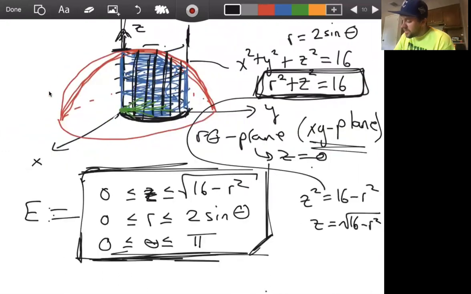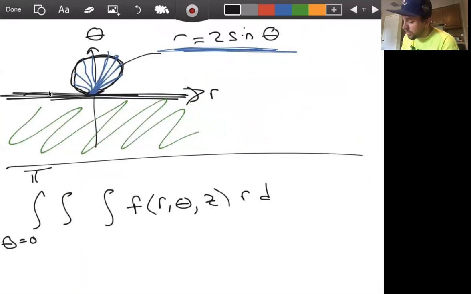And then z depends on r. The z bounds depend on r, which means I need to integrate z before I integrate r. And r bounds depend on theta, so that means I need to integrate r before theta. And so since theta's last, and I have to integrate z before r, we know this will be r z. And so we'll have dz, dr, d theta.